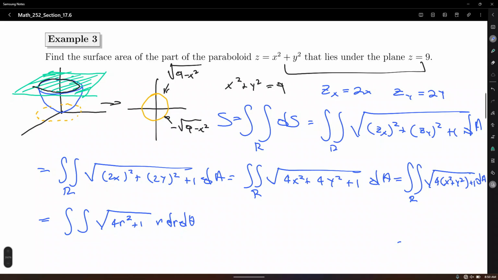Alright, limits of integration. How is r varying here? What are the limits for r? 0 to 3. What about the limits for the angle? 0 to 2 pi. Alright.